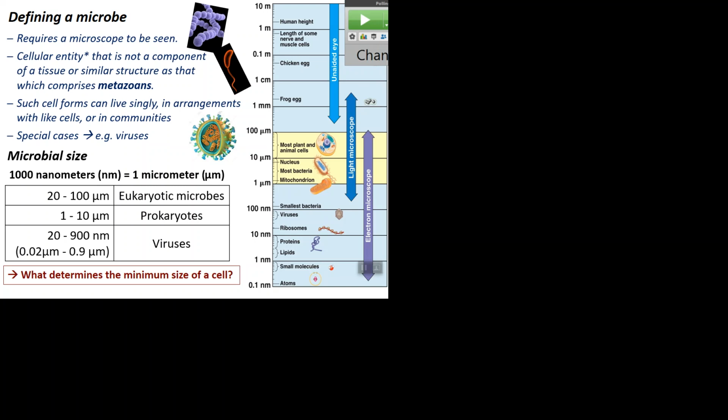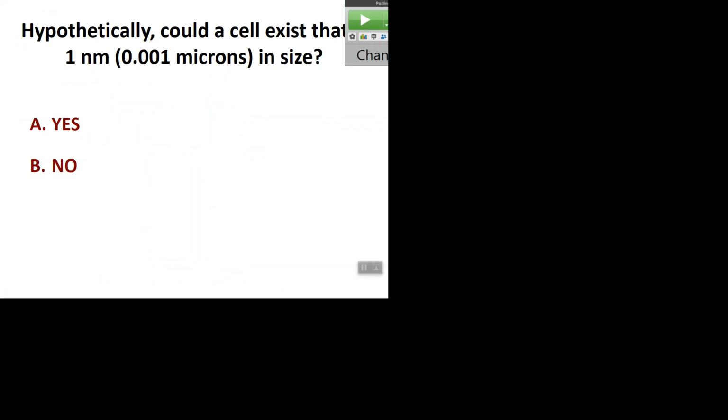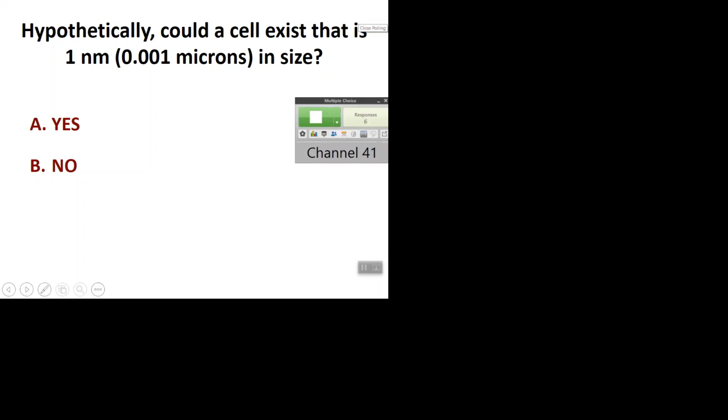Okay, eggs, right? Chicken egg. So I did this question: what determines the minimum size of a cell? So how small can a cell get? So here's our other question, just a quickie, a yes or no. Hypothetically, could a cell exist that is that small, one nanometer in size, 0.001 micron? Okay, super tiny.